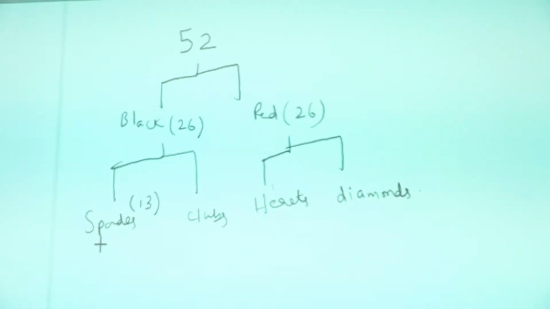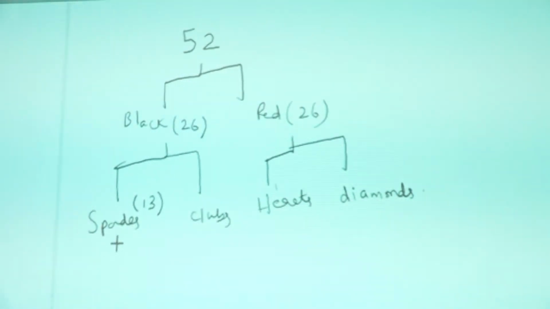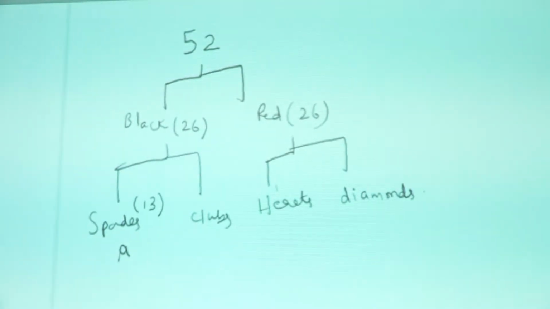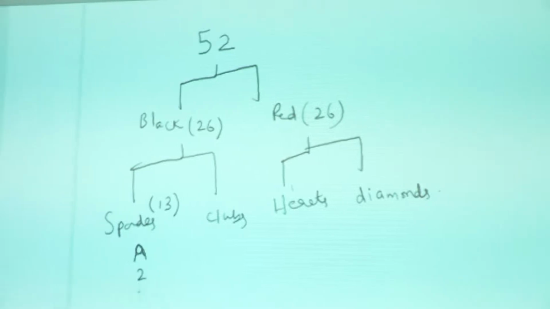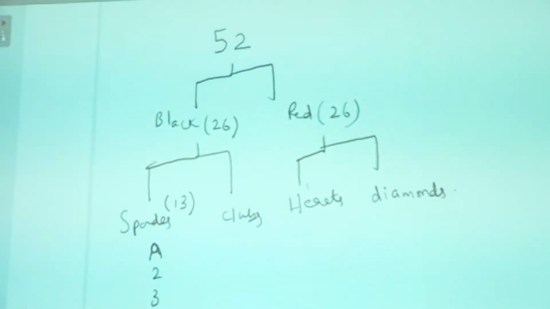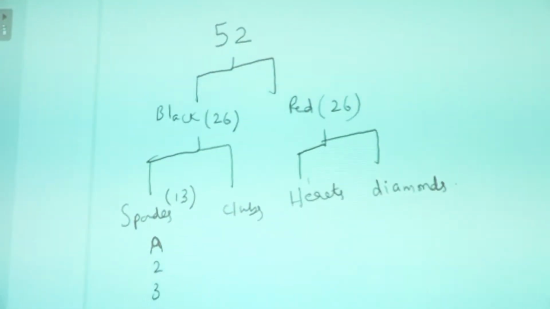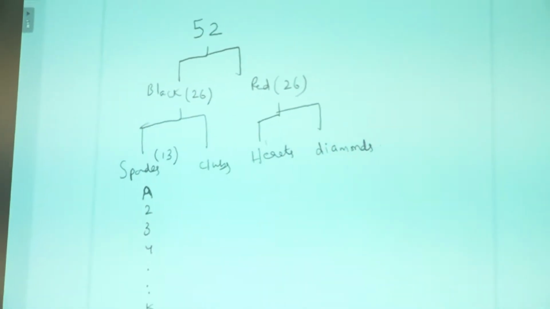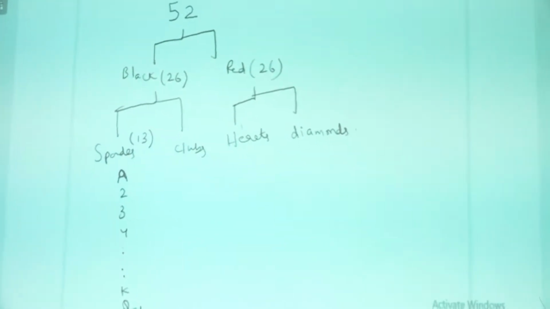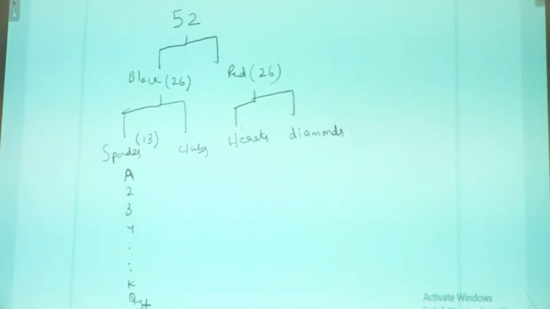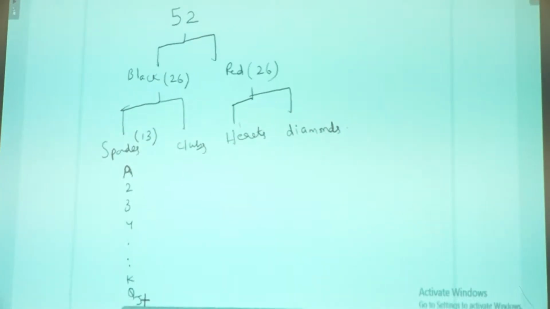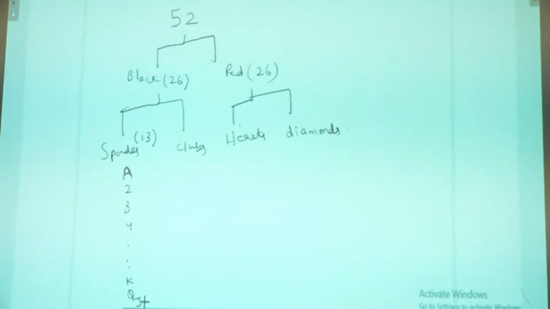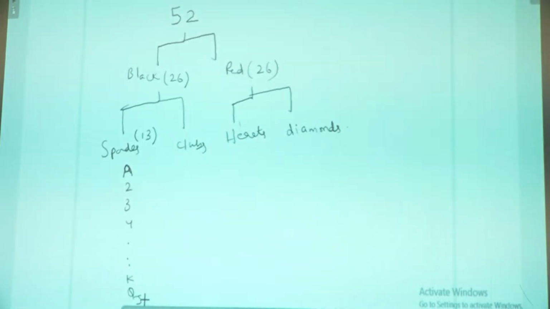What are those? What are the cards? 13. Yes. A, 2, 3, 4, so on. King, Queen, Jack. Right? So these are the 13 cards in spades, clubs, hearts and diamonds. Right? 13 cards will be there, and those are the 13 cards in that.